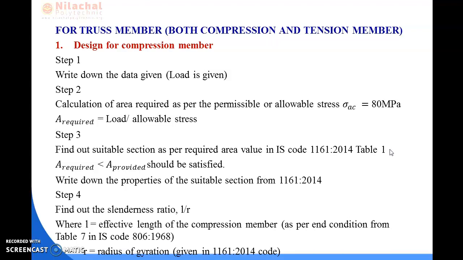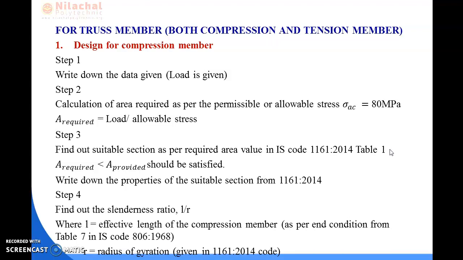Then step 3, here find out a suitable section as per the required area value in IS code 1161-2014, table number 1. Here A required should be less than A provided, and this condition should be satisfied in this step. After that, write down the properties of the suitable section from the IS code 1161-2014.